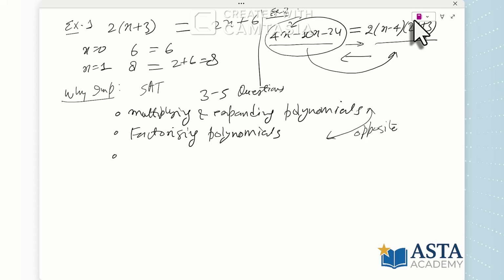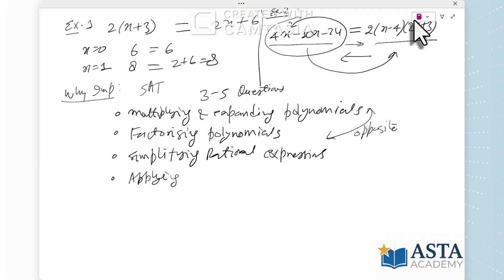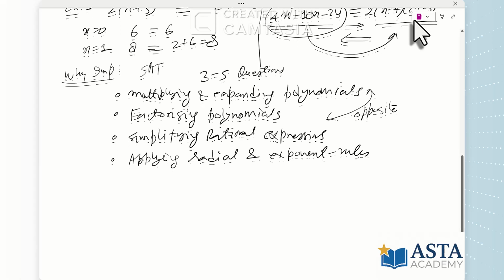Number 3 is simplifying rational expressions. We'll be looking at that. The next thing we will be doing is applying the radicals and exponent laws or exponent rules, like x to the power m and so on. There are different rules for different types of situations, so we'll be looking at that.